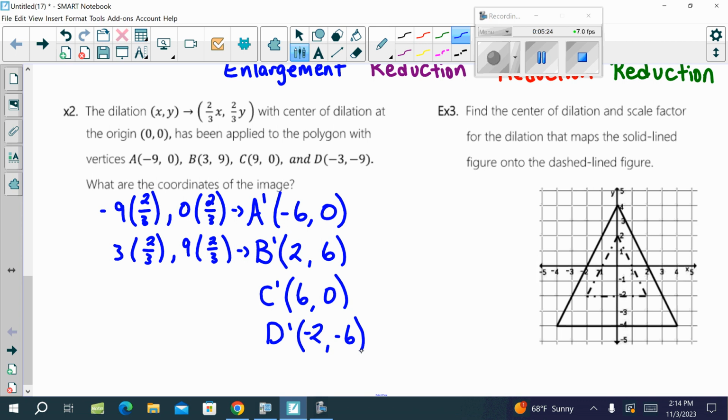All right. Number 3, find the center of dilation and scale factor for the dilation that maps the solid line figure to the dashed line figure. So first off, if we're going solid to dotted, did we do an enlargement or a reduction? Reduction. Good. So we are going about the origin. So we can identify that first. I'm going to change colors. So the center of dilation is the origin.